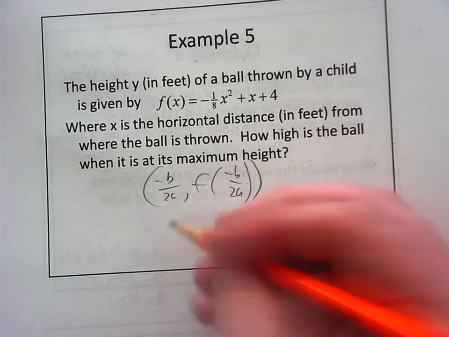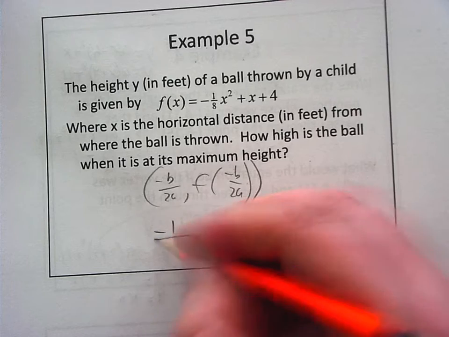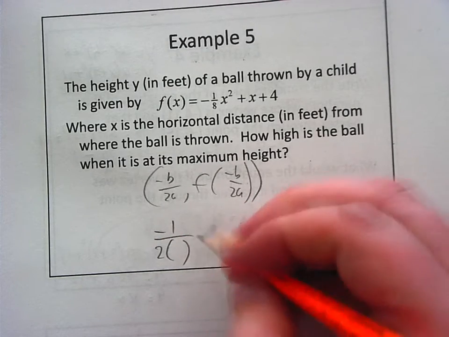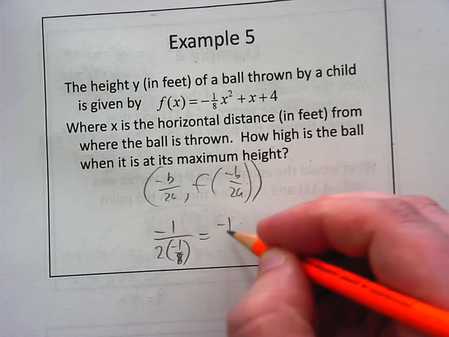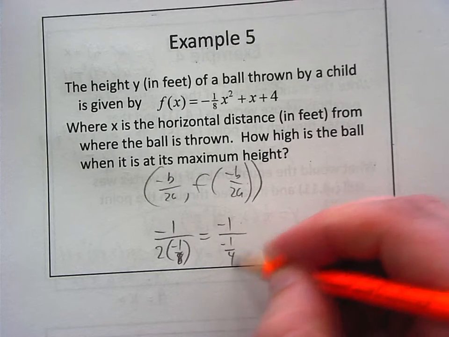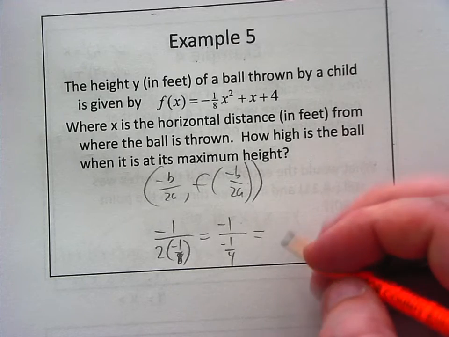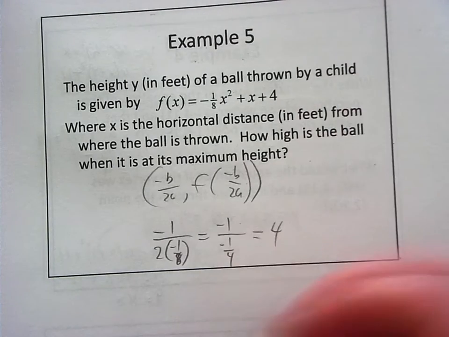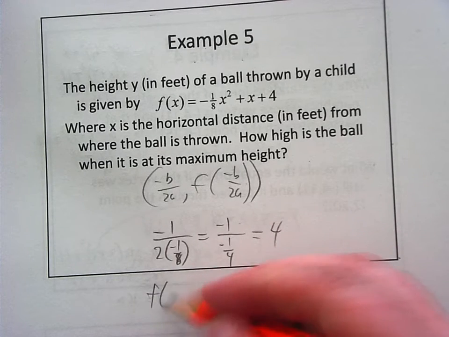So if I do this, what's the b value? 1, so I have negative b over, what's the a value? Negative 1/8. Simplify this a little bit, I get negative 1 over what? Negative 1/4. Negative over negative goes away. What's 1 divided by 1/4? 4. Okay? So you take 4 and then do what with it? Plug it into the function.